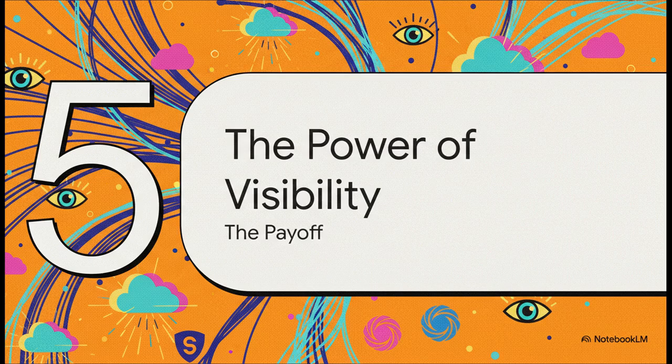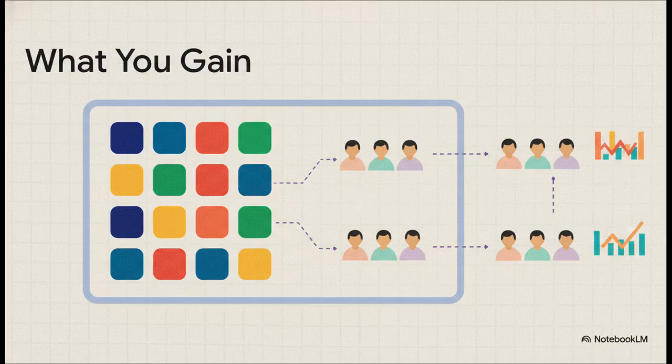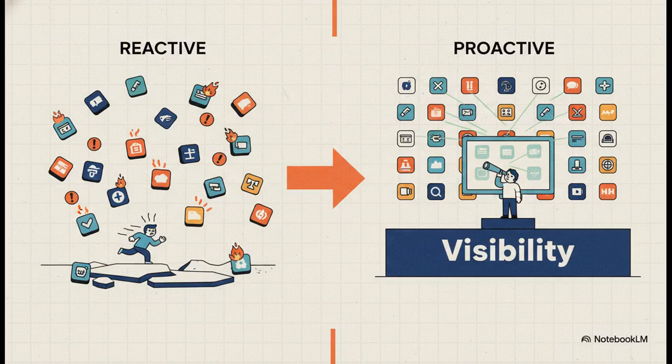We've done the setup, we've assigned the permissions, so what's the big payoff? Let's talk about the power of visibility. And this is it. This is the whole reason we did this. All that work gives you something incredibly powerful, clarity. You get a single list of every single app, a clear picture of who is using them, and a record of what they've been doing. That hidden universe we started with, it's not hidden anymore. It's completely mapped out. This is a fundamental game changer.